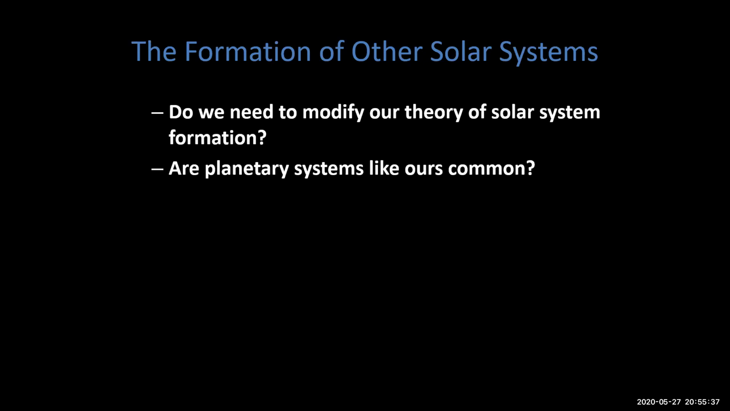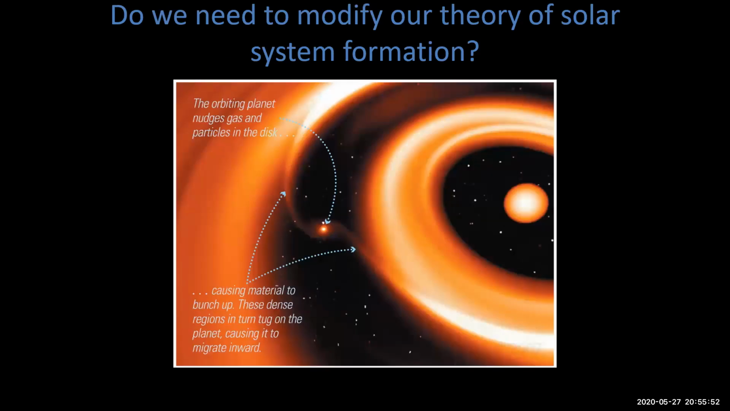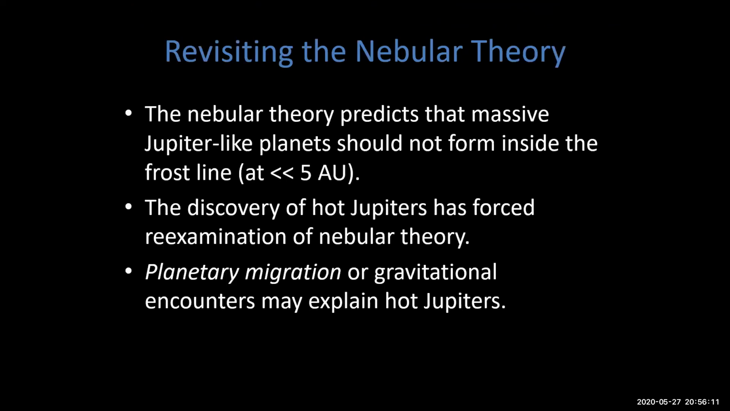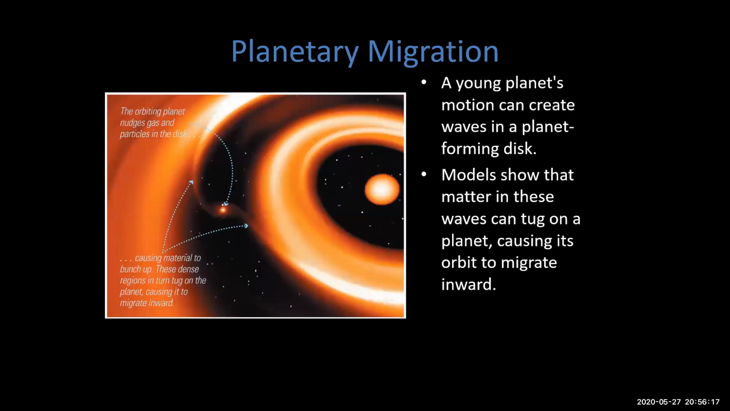All right, so formation of other solar systems. How do we need to modify our theory of solar system formation? Are planetary systems like ours common? I kind of discussed those modifications just a minute ago, right? So here is that picture I thought was a couple slides earlier of the solar nebula friction. This is what I'm talking about. Here's the picture of the solar nebula friction drawing the Jupiter planet inwards. Right, the hot Jupiters made us change. That was a big deal.